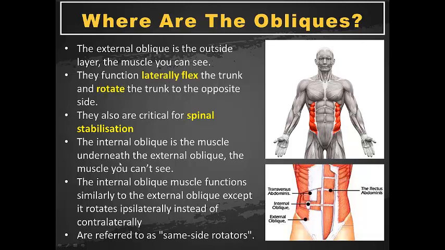All right, so the internal oblique is the muscle that we see underneath, but its function is sort of similar to the external, except it rotates ipsilaterally instead of contralaterally. So ipsilateral means it's sort of on the same side. If we were to move this way, the internal oblique is going to fire on this side, and the external oblique is going to fire on the other side. So the internal guys are sort of referred to as same side rotators, if that makes sense.